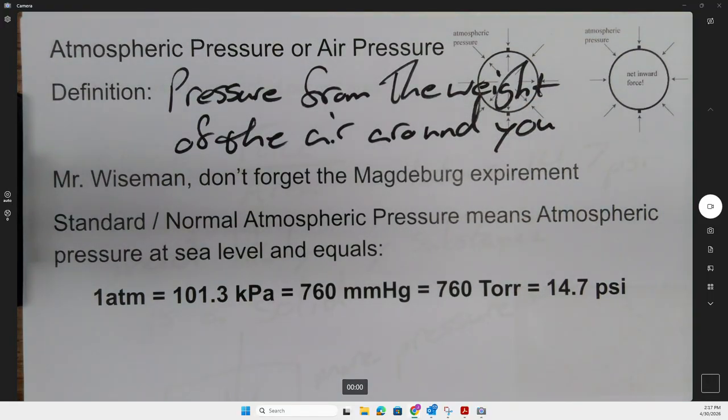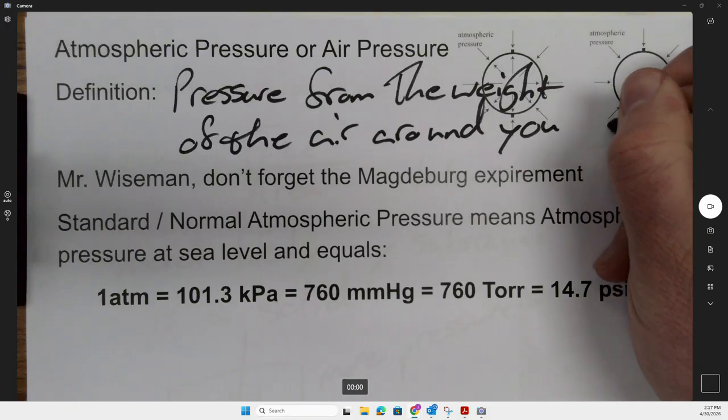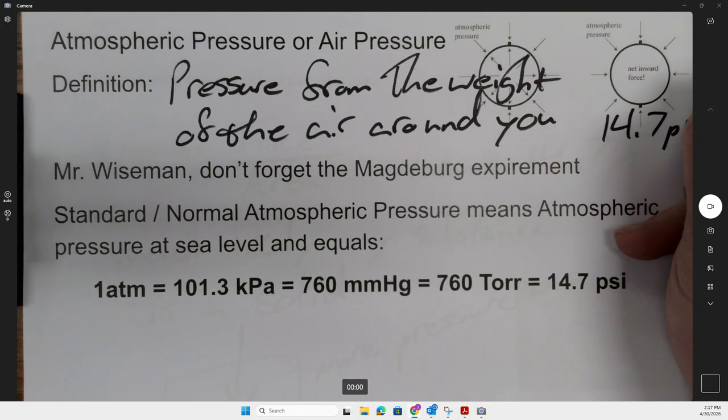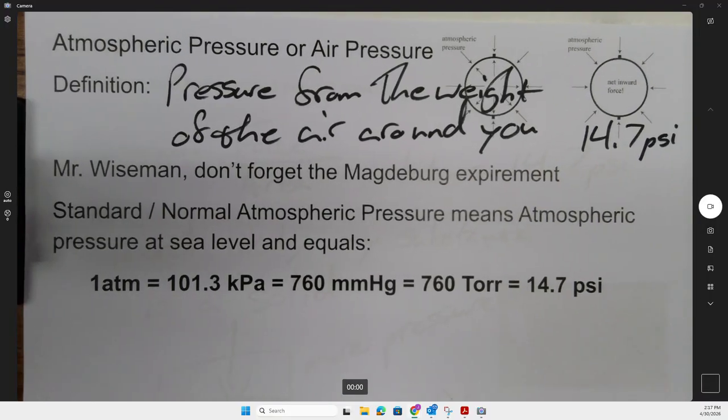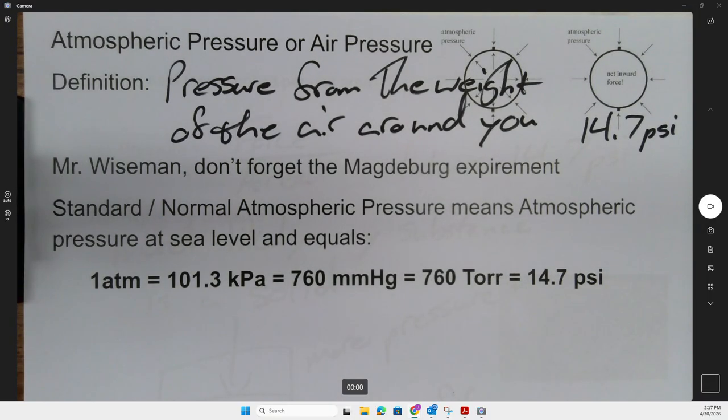Now, we usually mark that as 14.7 psi. I'm giving a very specific number for this, and I have a little note to myself: don't forget about the Magdeburg experiment, because I want to show you how we know atmospheric pressure is all around us and it's constantly pushing us.